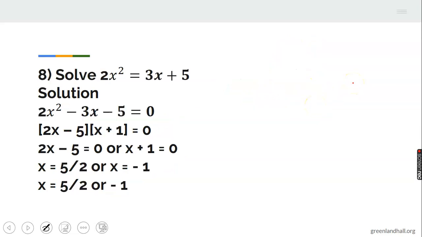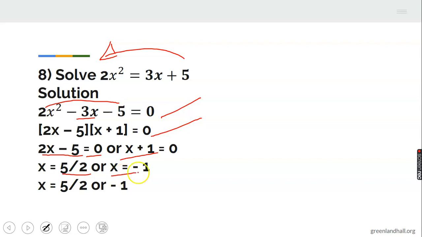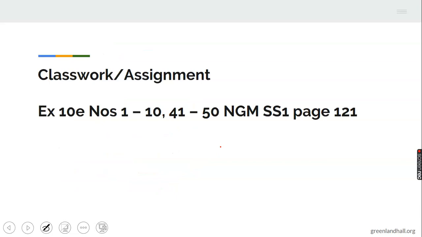It's another method. Now here, you transfer all this to the left hand side. You use factorization by grouping to replace it with the factors of minus 15. When you do that by grouping, you have this factorization. Then solving it, you see that 2x minus 5 equals 0, or x plus 1 is 0. When you solve this, you have x equals 5 over 2, or x equals minus 1. This is the solution. Now you do this as classwork or assignment.